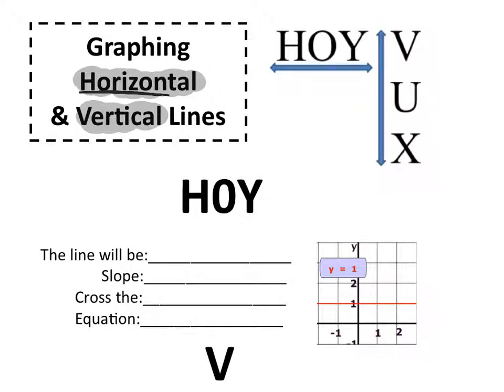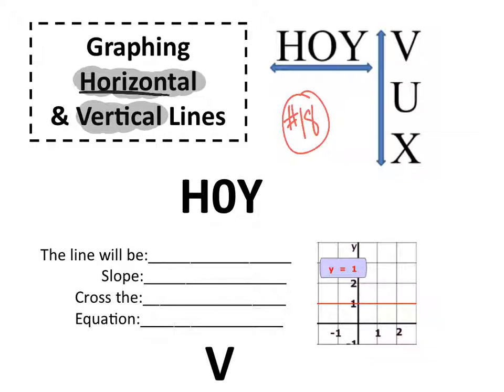The way I'm going to help us remember this is in the phrase HOY VUX. Say that after me. HOY VUX. Okay, HOY VUX is actually on your formula chart. It's number 18. HOY VUX is here on your green piece of paper, which means you're always going to be able to look at it in my class.